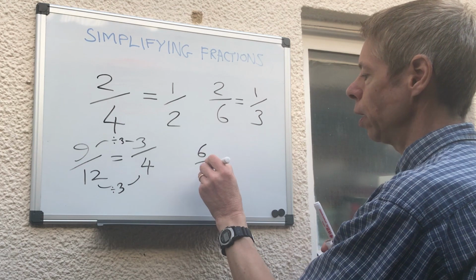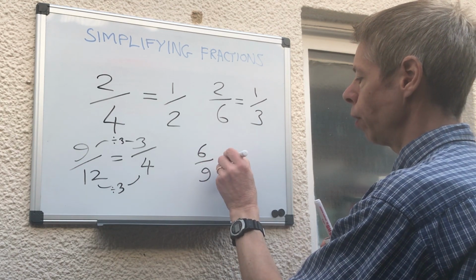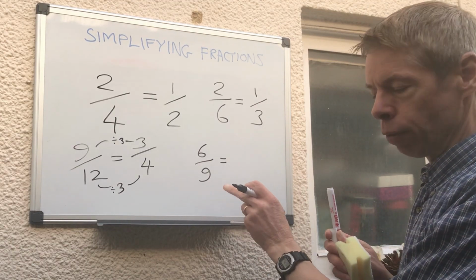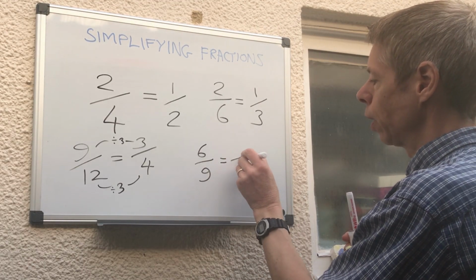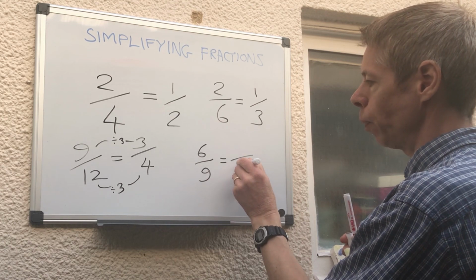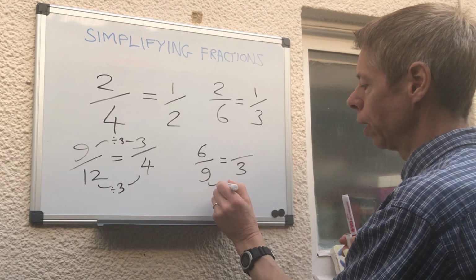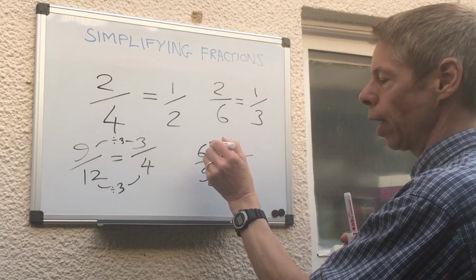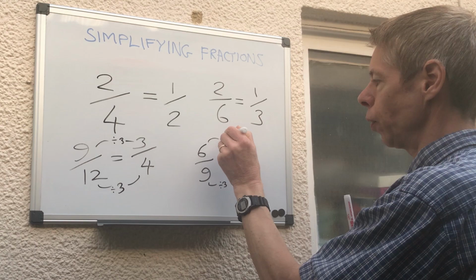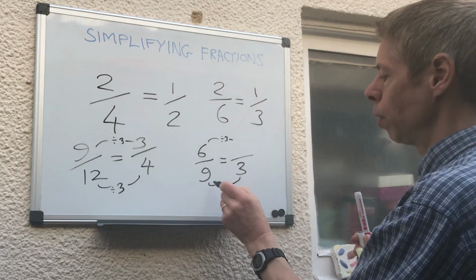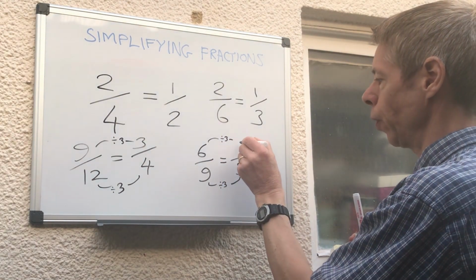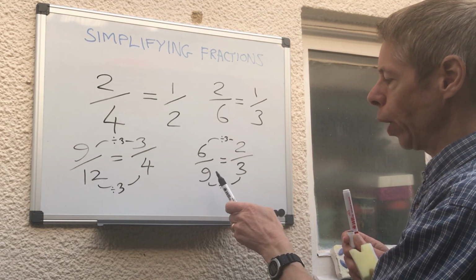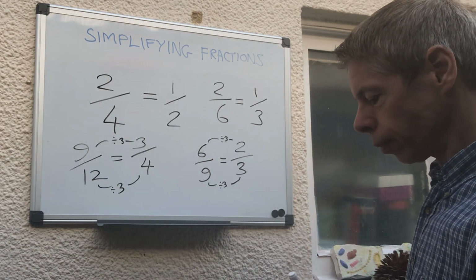So 6/9, and we want to simplify that. Again, we've got 9, so we can't halve it because that would give us an illegal fraction. So once again, we already know from our last question that 9 divided by 3 equals 3. So in that case, we're going to divide 6 by 3 as well. Whatever we do to the bottom, we're going to do to the top. 6 divided by 3 is 2. So simplifying 6/9, we get 2/3.